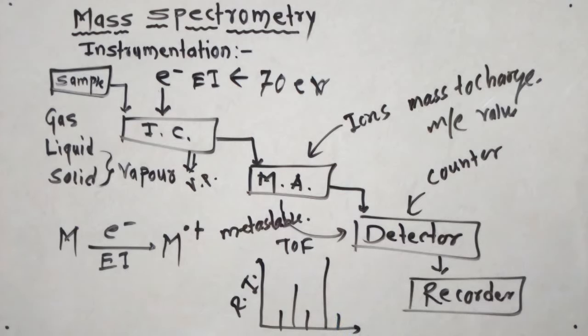Generally, the last peak is the molecular ion peak, which is formed in the ionization chamber, and which has the highest M by E value, corresponding to the highest molecular mass. So this may be the molecular mass.